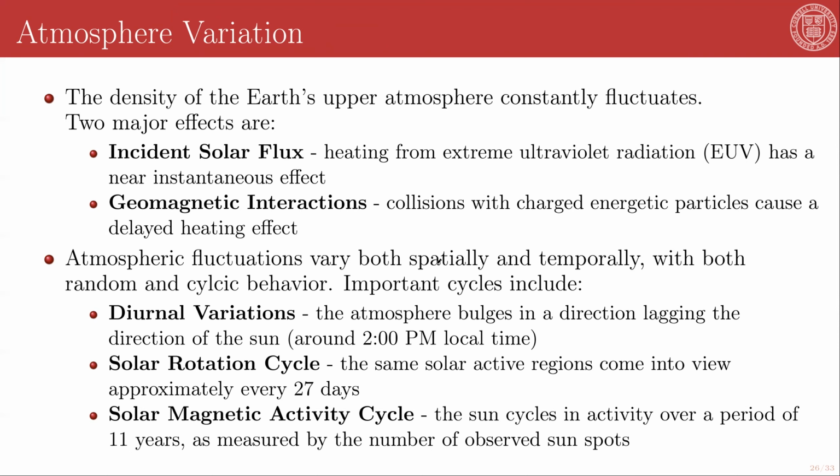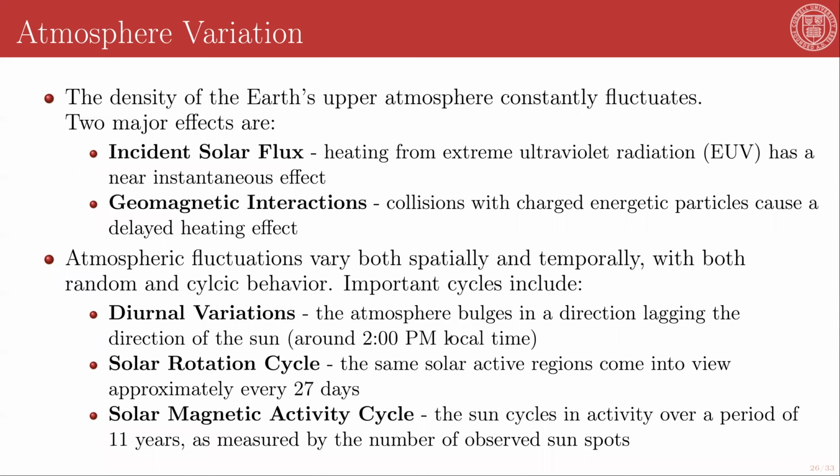The most important cycles, and this is a small subset of all of the cycles in play, there are daily diurnal variations. The atmosphere bulges in a direction that lags the direction of the sun. So this instantaneous heating effect has this somewhat delayed reaction. And so around 2 p.m. local time is when you get the most heat. And I think we recognize this from our day-to-day experience because we know that it tends to be the hottest in the afternoon.